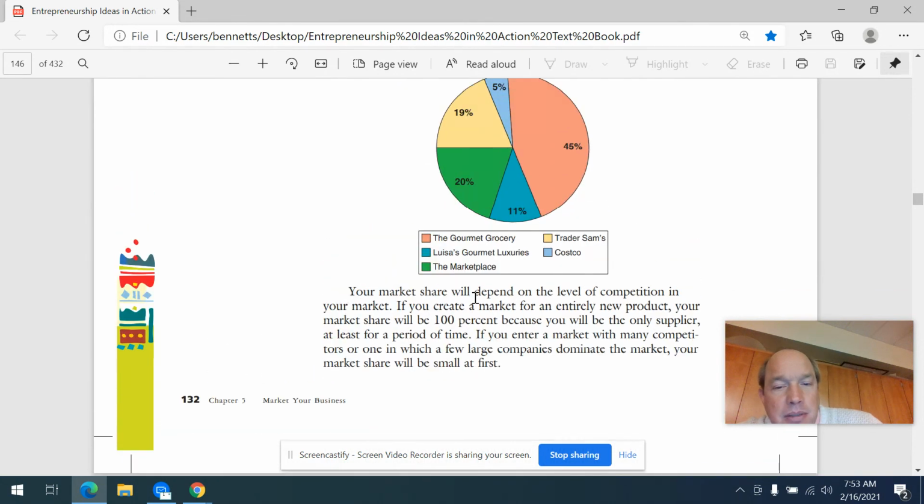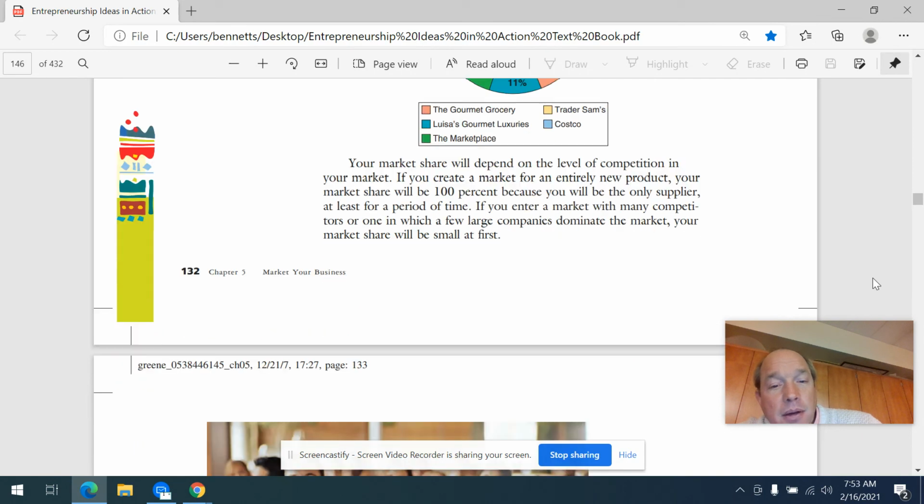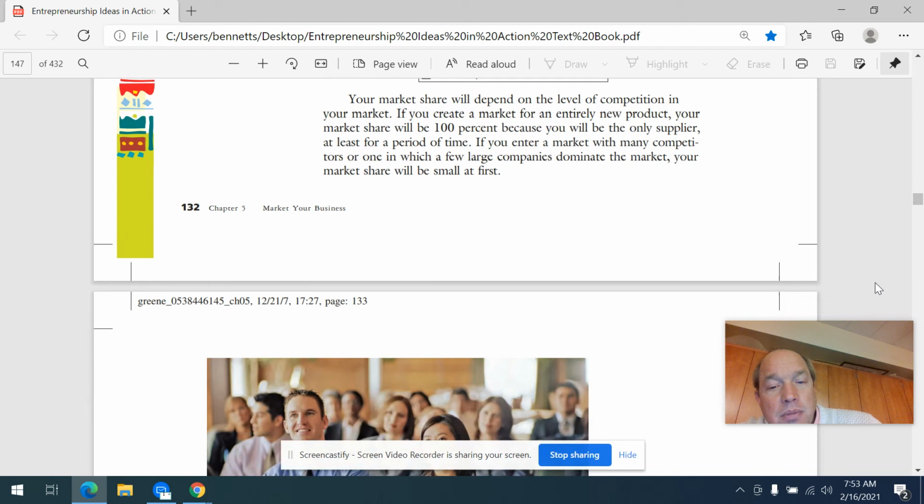Your market share is going to depend on the level of competition in your market. If you create a market for an entirely new product, your market share will be 100% because you will be the only supplier, at least for a period of time. If you enter a market with many competitors or one in which a few large companies dominate the market, your market share will be small at first.